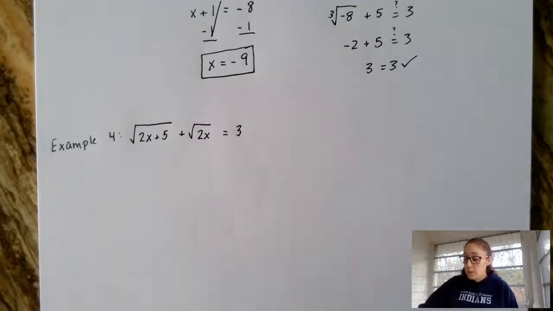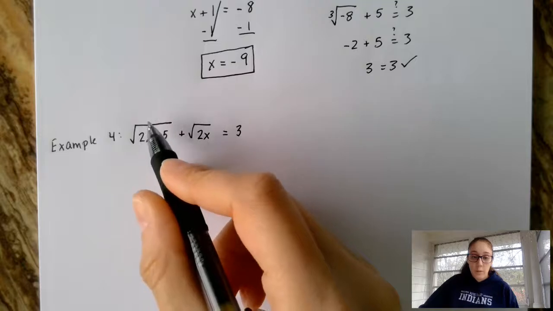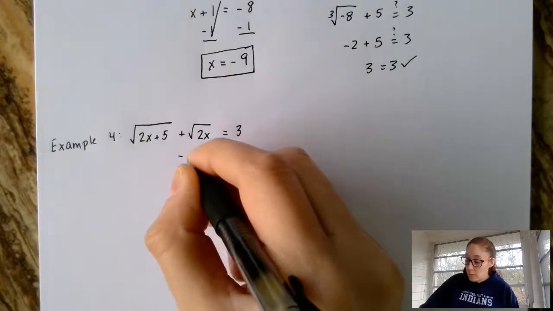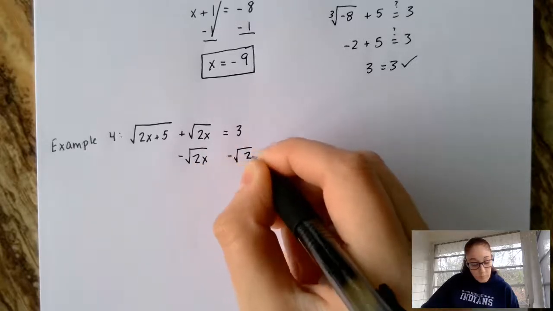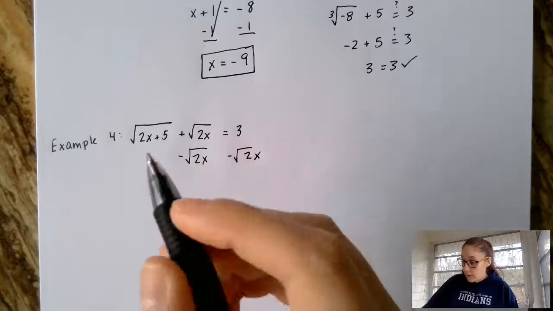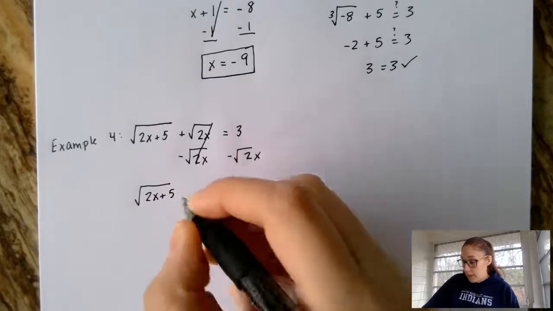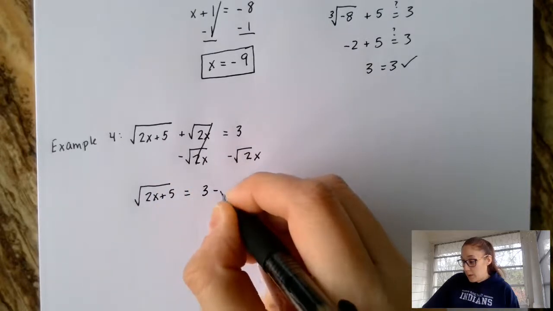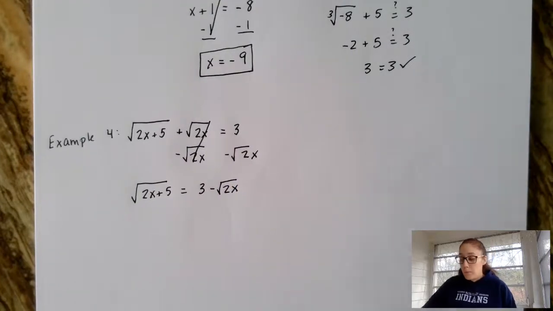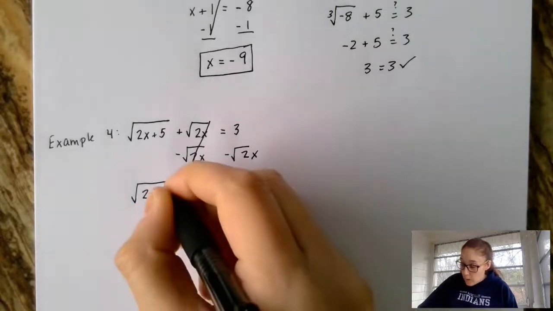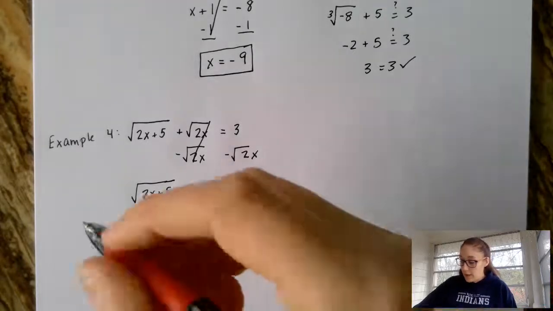Okay? So what we need to do is we need to move this one. Or you could technically, don't move this one. This one's more complex. I would move the simpler one. So do minus radical 2x. Alright, and then we're going to have the square root of 2x plus 5 is equal to 3 minus radical 2x. Alright, and now you can see we have on the left side only one radical. Okay, so let's go ahead and start solving now that that's isolated.